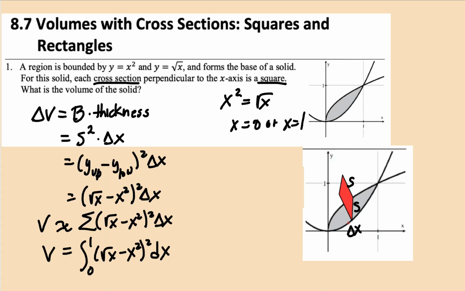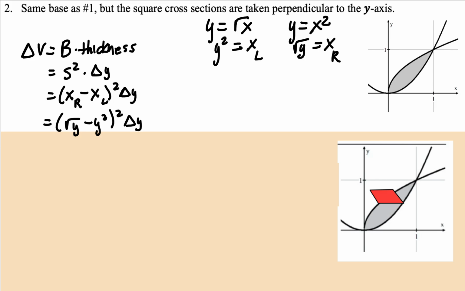Let's take a look at this next problem. It's the same area, but this time I want to make the squares perpendicular to the y-axis. Perpendicular to the y-axis would mean this s would be right here, and this would be the other side of the square. And the thickness is no longer delta x because it's perpendicular to the y-axis, so the thickness will be delta y. So when we look at this, it'll be the area of the base times the thickness.